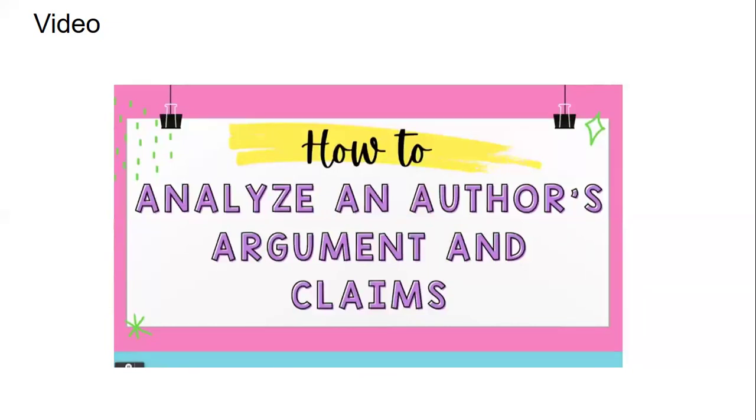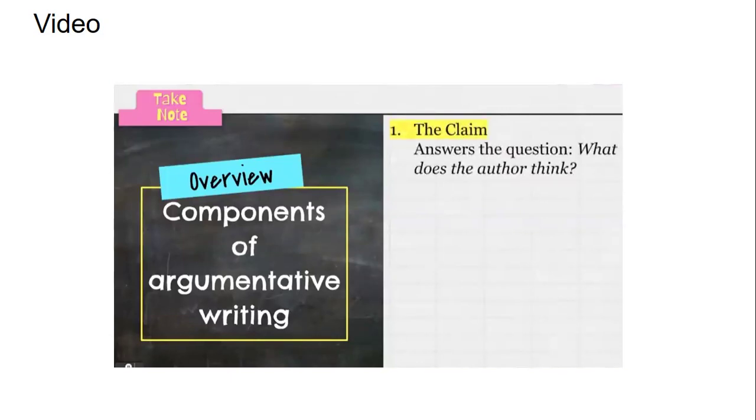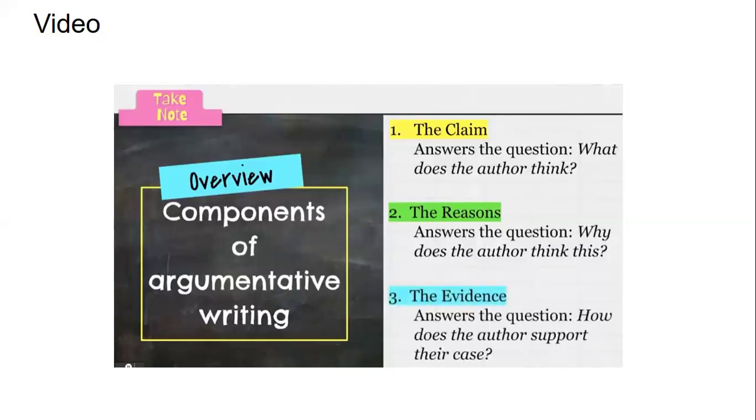So now that we have all of the vocabulary under our belts, let's look at how to analyze an author's arguments and claims. So if you're reading an article, what steps do we need to take to figure out the claims and to analyze it? Here's a broad overview. These are the components of argumentative writing. First, you have the claim, and it answers the question, what does the author think? Then you have the reasons why the author thinks this. And then finally, the evidence, which is how the author supports their case.